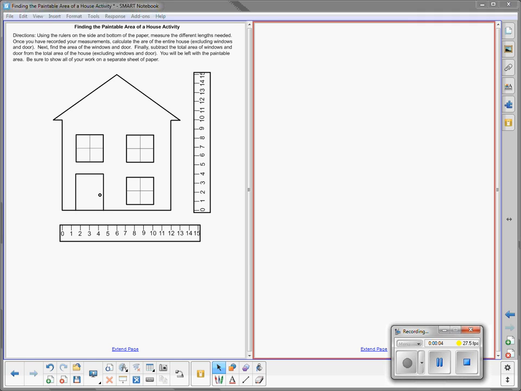In order to help you complete the finding the paintable area of a house activity this evening at home, I've prepared a video to help you come up with some of your measurements.